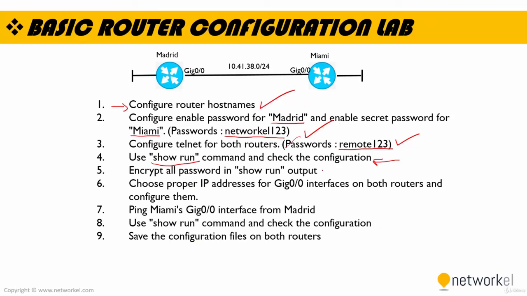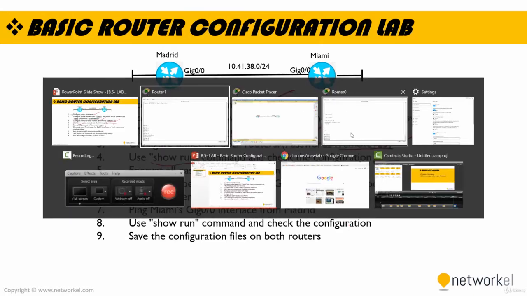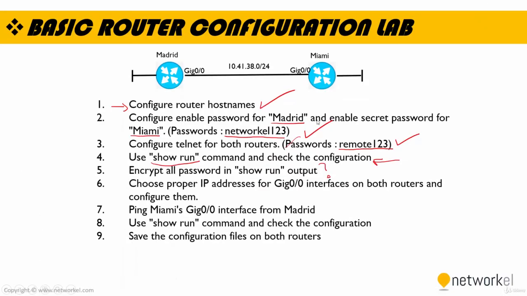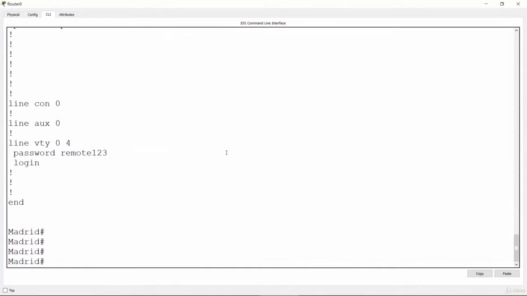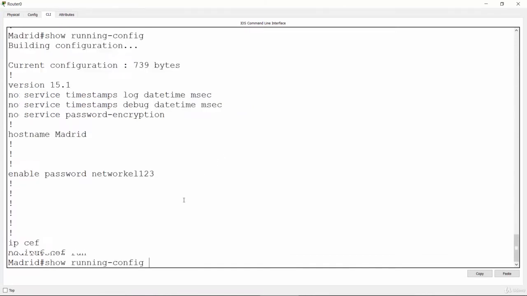Alright, everything is going fine for me now. And our fifth step is saying encrypt all passwords in show run output. How can we do it? To accomplish this, I need to go to the Madrid, where my password is not encrypted. I want to show you again with show run. As you can see, my enable password is in clear text, and if somebody gets my show running config, he or she can easily display my enable password, which is no good.